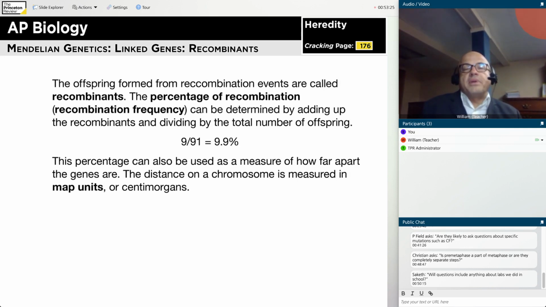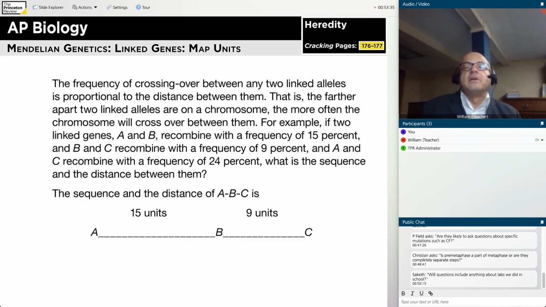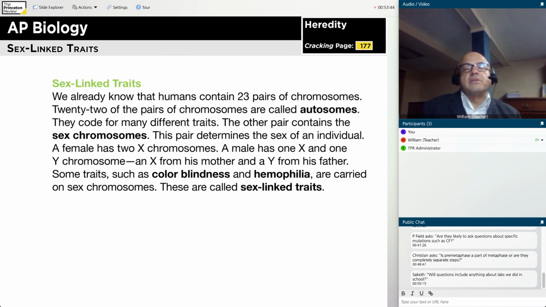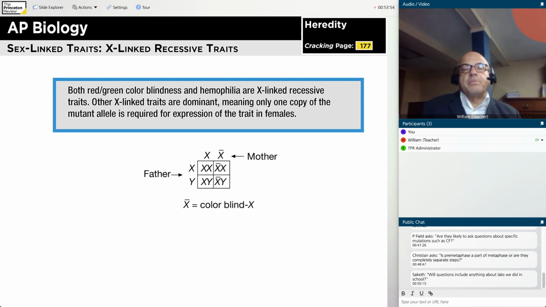You have recombinants in terms of a frequency. So you can add up the recombinants and divide by the total number. That's a percentage of how far apart, in terms of map units, you have. This is an example of two genes that are linked and what the percentages associated are. You have sex linkage when you're dealing with 23 pairs of chromosomes, with color blindness and hemophilia being very big examples, okay?